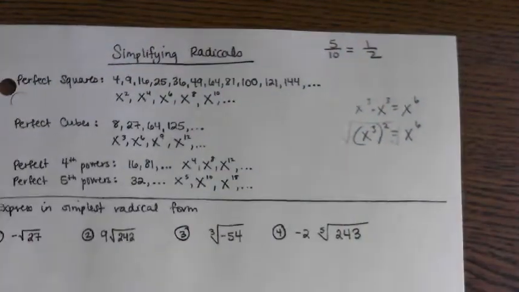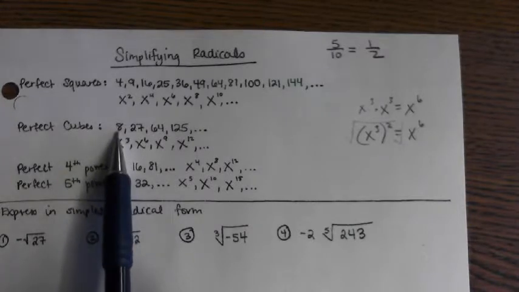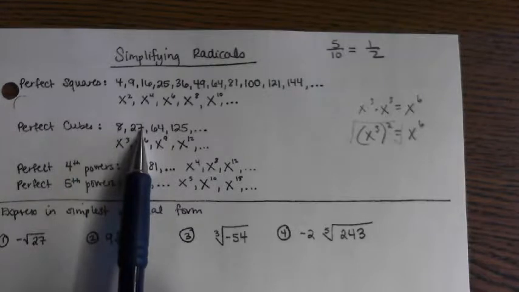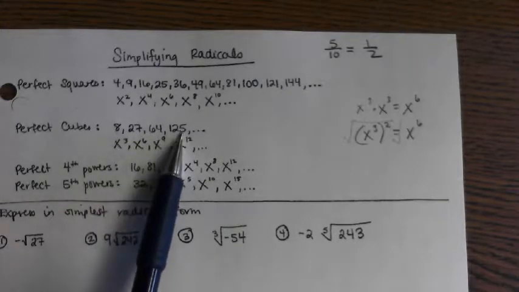So, perfect cubes. 2 times 2 times 2 gives you 8, so 8 has a cubed root of 2. 27 has a cubed root of 3, because that's 3 times 3 times 3. 64 has a cubed root of 4, and 125 has a cubed root of 5.